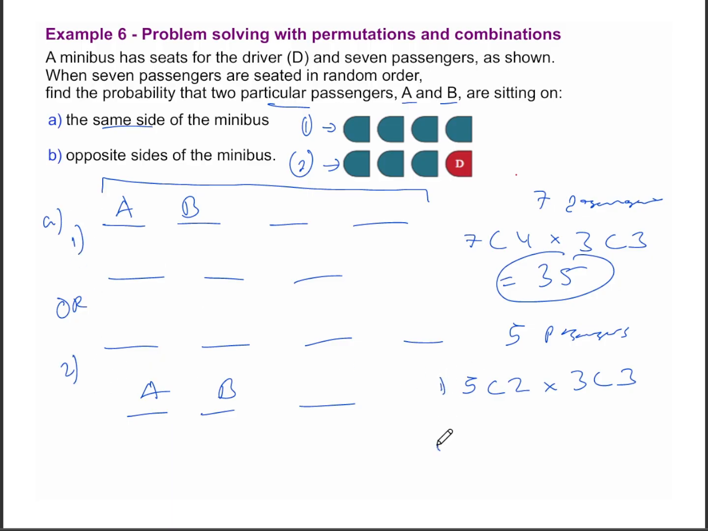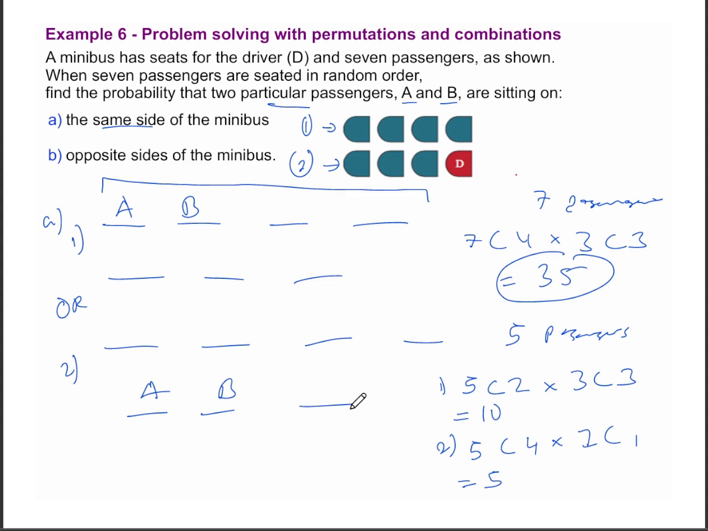For scenario 2, we have again 5 passengers, choose 4, because there are 4 seats in the first side, multiplied by the remaining 1 person, and we have only 1 choice of seat for him, which is in the second group. The first scenario gives us a total of 10 combinations, and the second scenario gives 5.